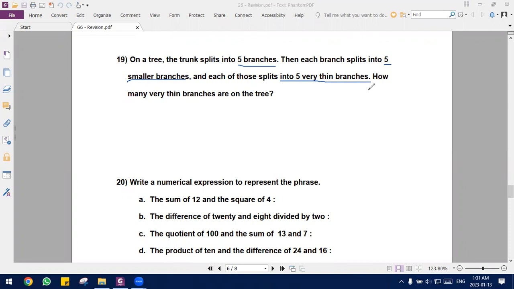So we have the 5 that is multiplied each time. So it was repeated 3 times. So we have 5 to the power of 3, which means 5 times 5 times 5, 3 times. 5 times 5 is 25, multiplied by 5 is 125. Very thin branches, 125.